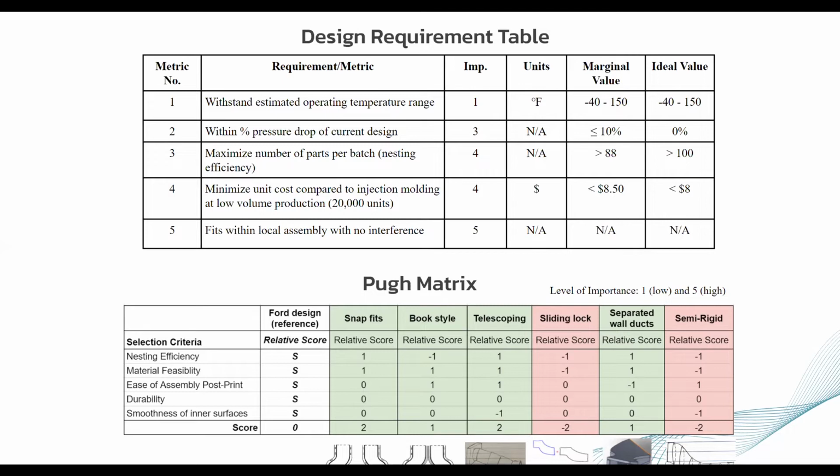Secondly, we used the Pugh matrix in order to proceed with our designs. We had a list of conceptual designs that we came up with, and we needed a way to choose the concepts to move forward with. And we did that using a Pugh matrix that scored each design and gave it a relative score based on criteria that we got from our design requirements.